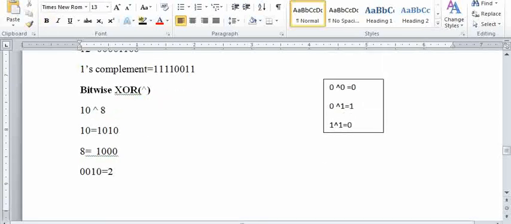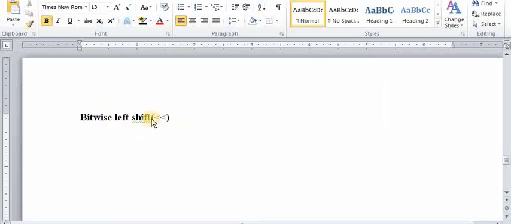The next type of Bitwise operator is the left shift operator. First of all, you should know how digits are shifted. Let's take an example. I have 12, which is 1 1 0 0 in binary, 8 plus 4 is 12. And I am using the left shift operator like this: 12 left shift by 1. It means you are shifting one digit to the left side.